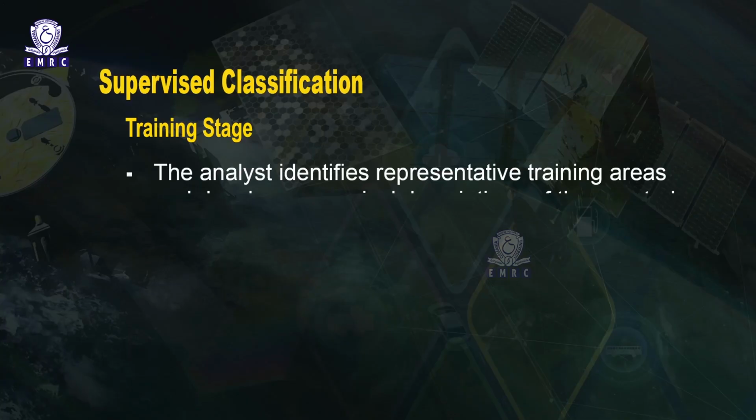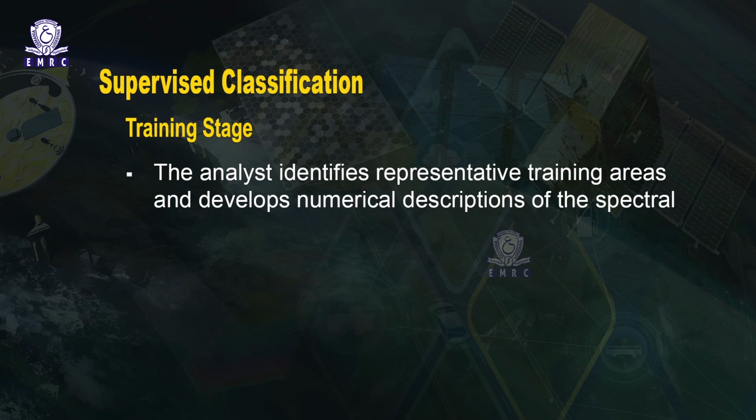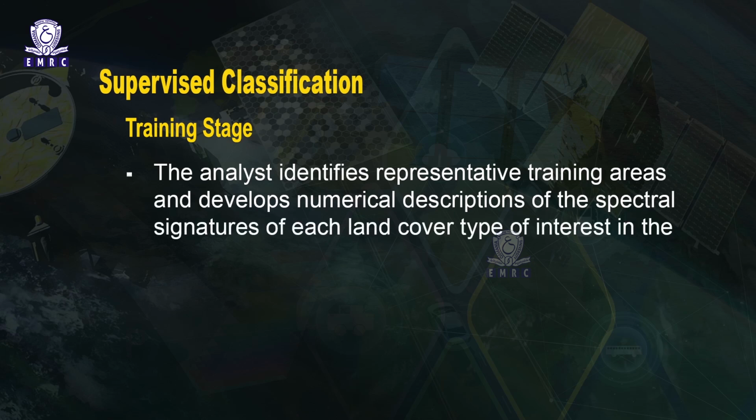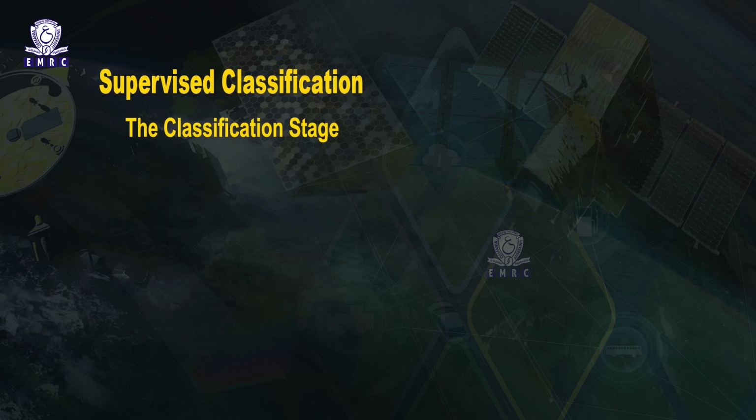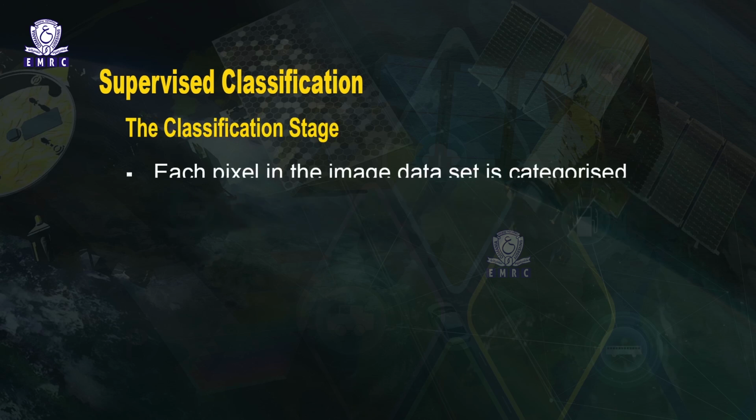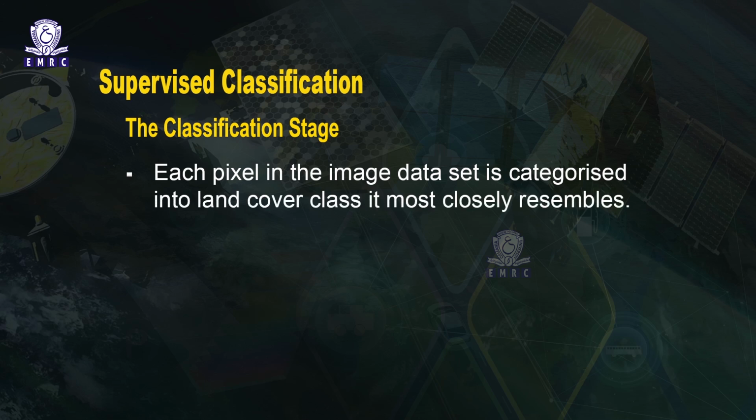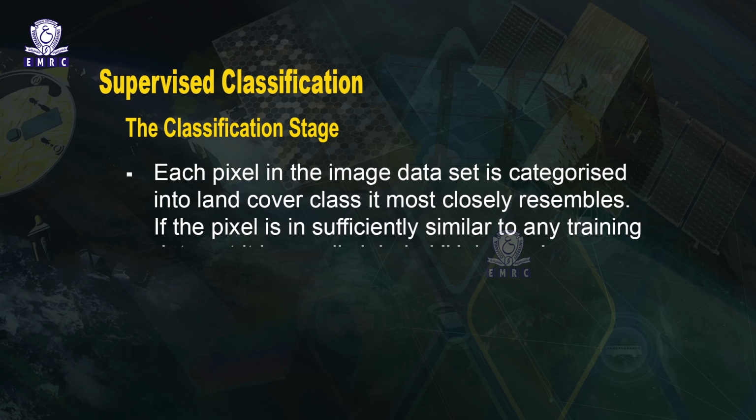The analyst identifies representative training areas and develops numerical descriptions of the spectral signature of each land cover type of interest in the scene. The classification stage: each pixel in the image data set is categorized into the land cover class it most closely resembles. If the pixel is insufficiently similar to any training data set, it is usually labeled unknown.